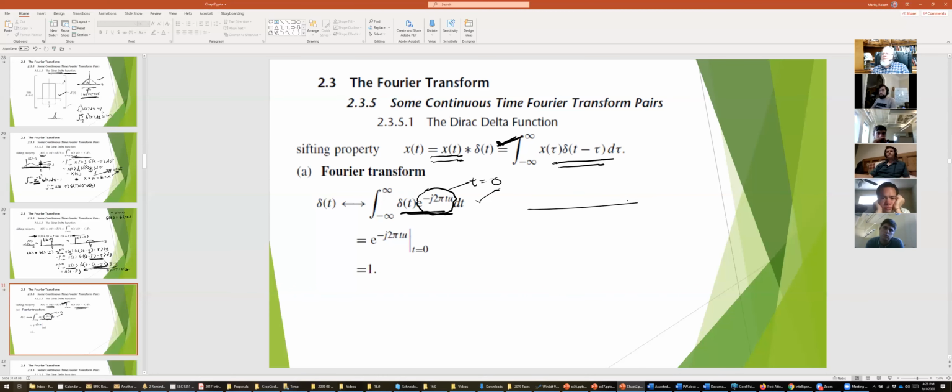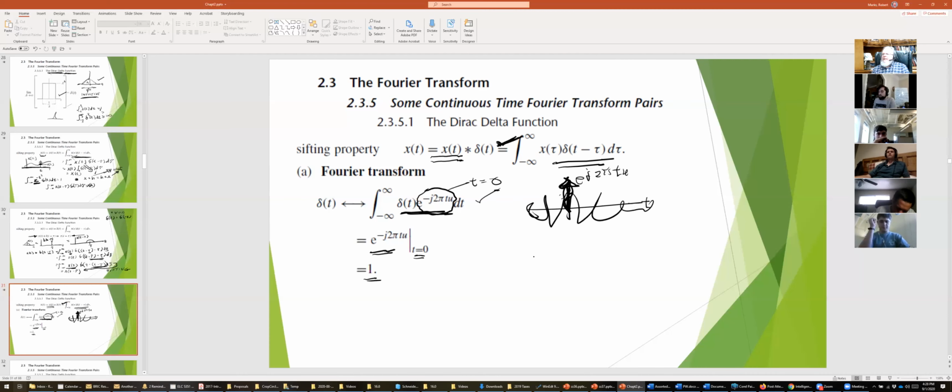You can't draw an e to the j 2 pi t u, but here's the basic idea. You have the complex sinusoid here, and you multiply it by a delta function. What you get is that complex sinusoid evaluated at the origin, at t equal to 0. So if we evaluate the kernel at t equal to 0, we get 1.